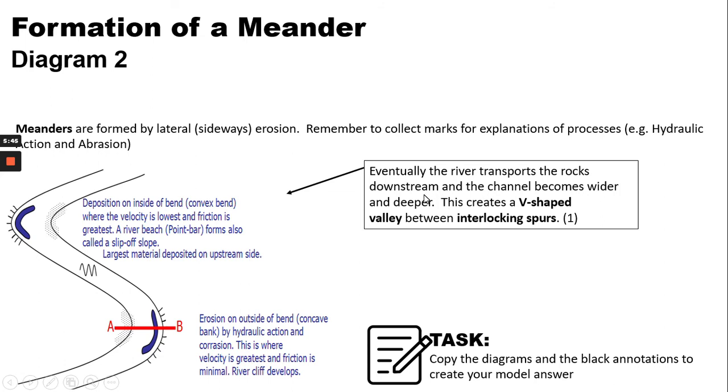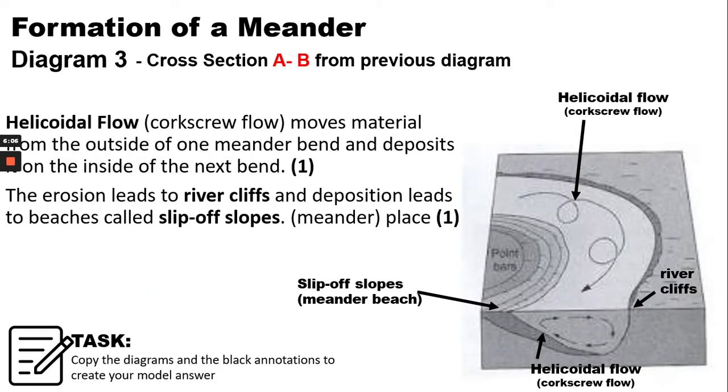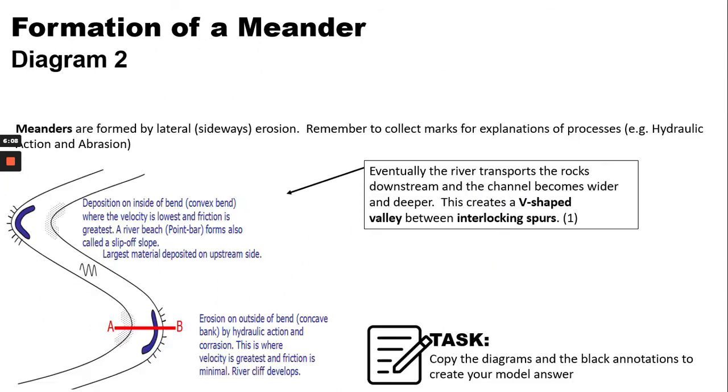So eventually the river transports the rocks downstream. They're going to roll down the channel, in other words, and the channel becomes wider and deeper. In fact, I needed to remove this. This is an older version from another diagram, so you can ignore that. I'll put up some other points in a bit, so your presentation will be correct, just ignore this point. You can have a look at these ones.